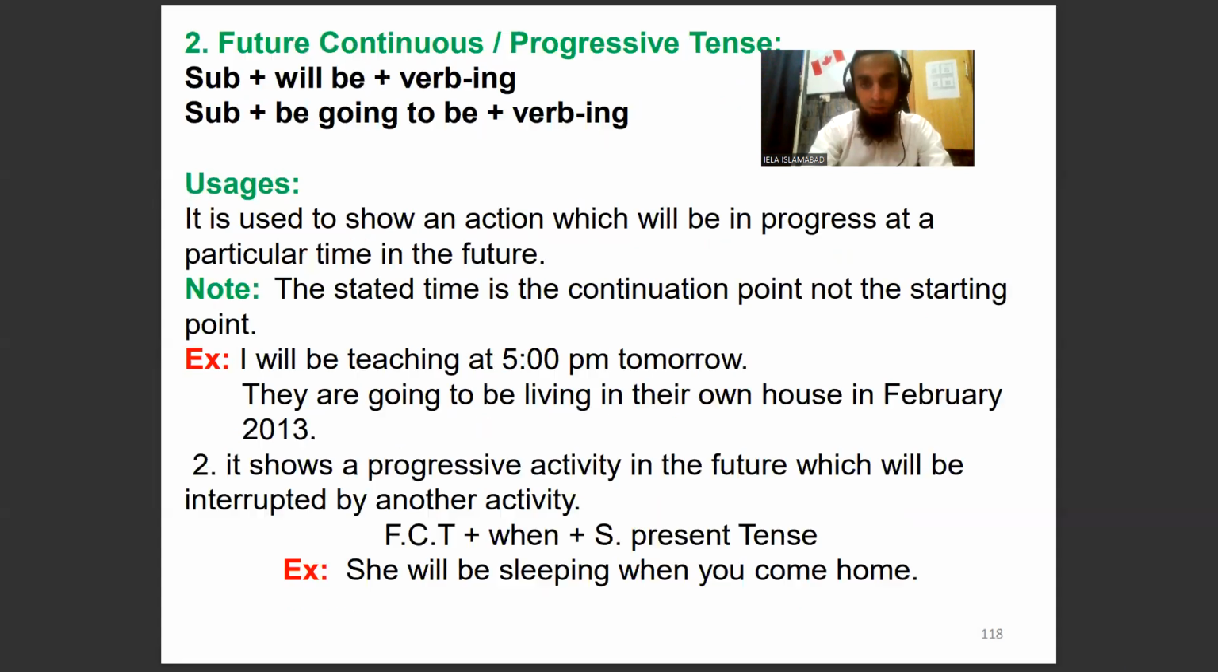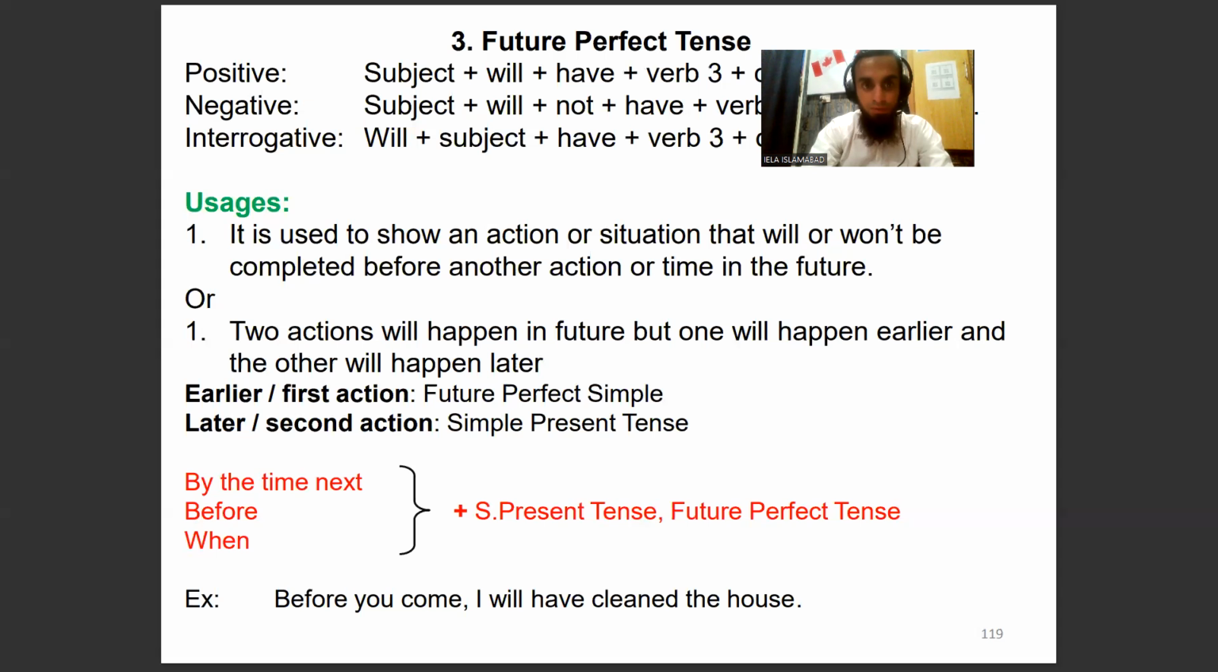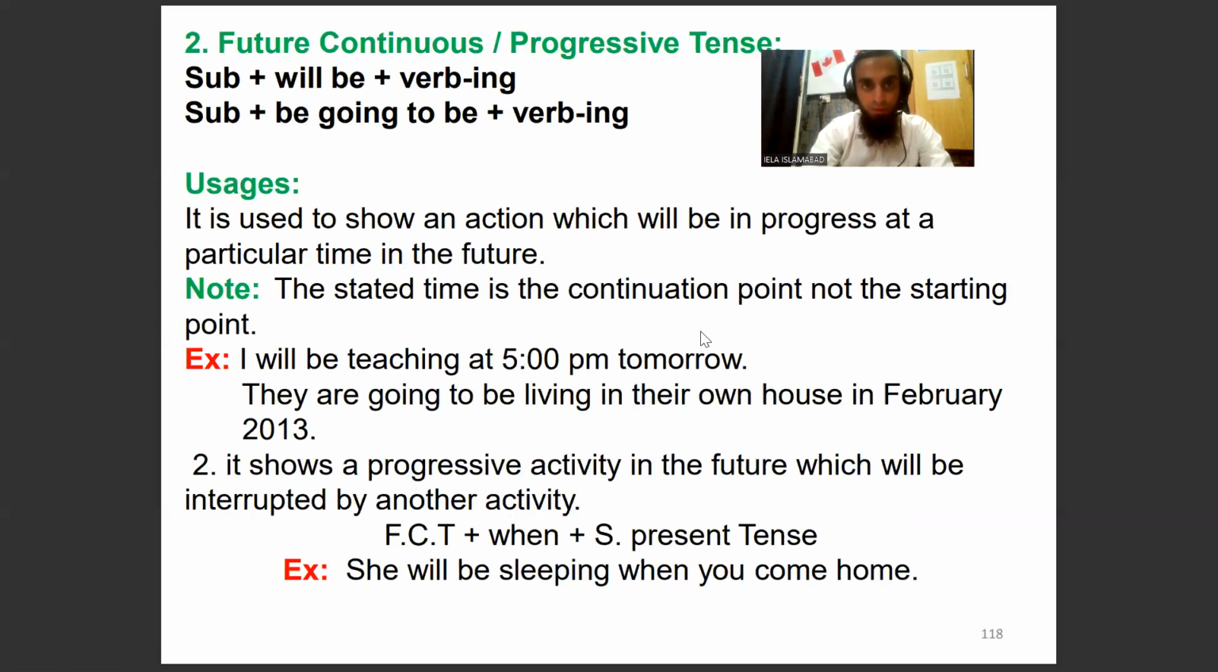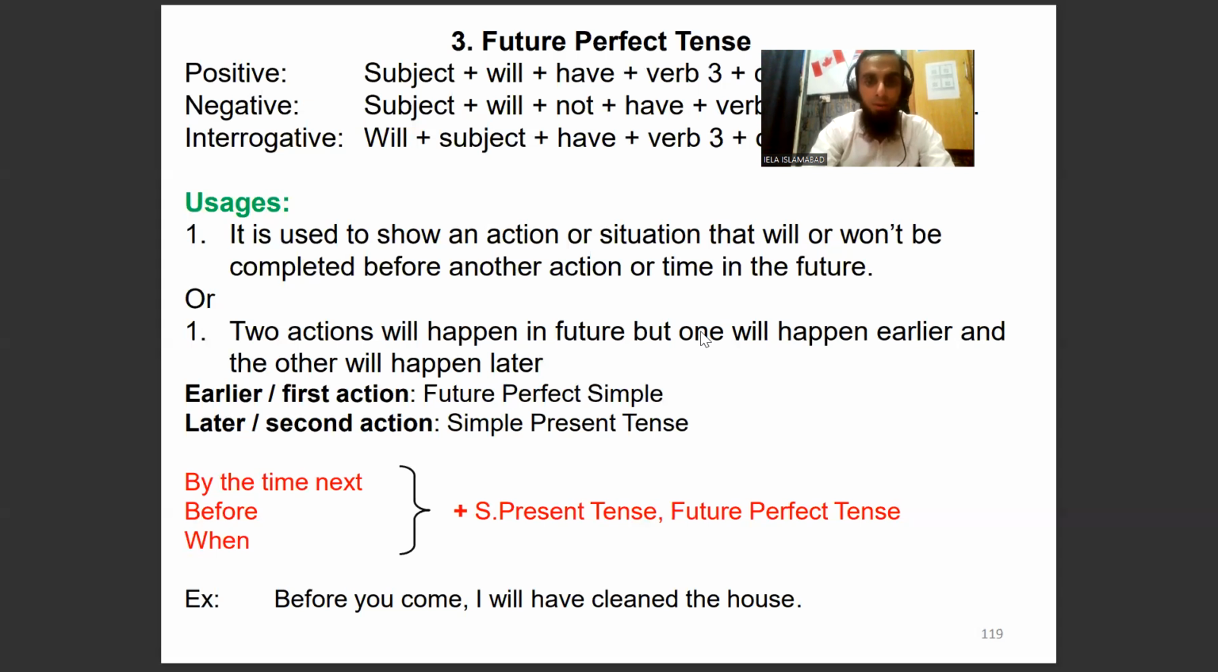Okay. Next, you can see future perfect tense. Sorry, I think I skipped some of the examples. Future continuous tense usages example. Oh, yeah. Okay. That is future perfect tense. There were no more examples. By the way, I will share the rest with you.